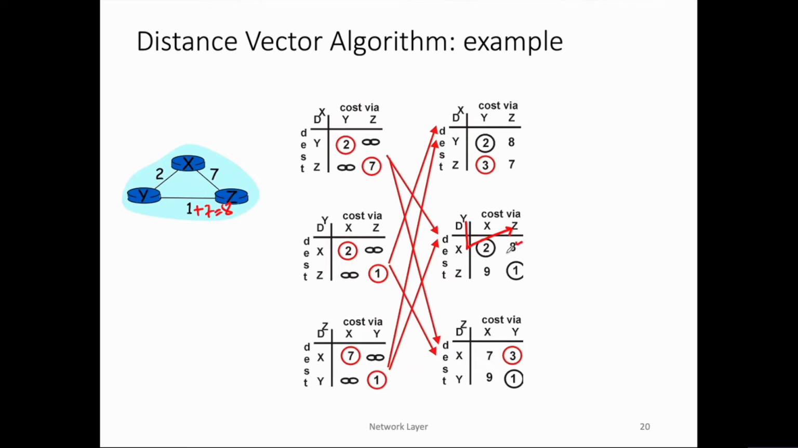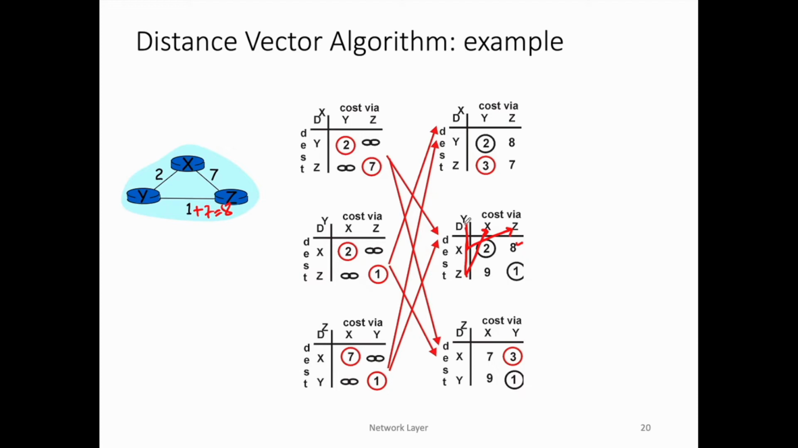But this is not the least cost. Obviously, there is an improvement because previously this cost was infinity. We have updated a number, but this is not the least cost. Similarly, look at this cost. The cost to reach from Y to Z via X. This means this update message is coming from X.